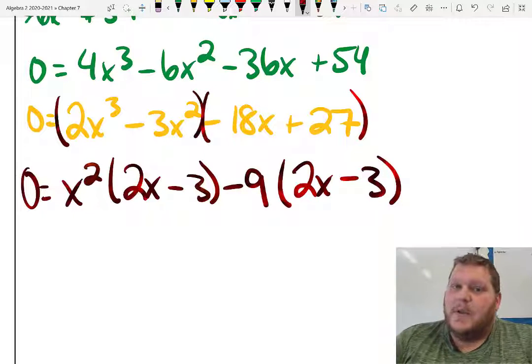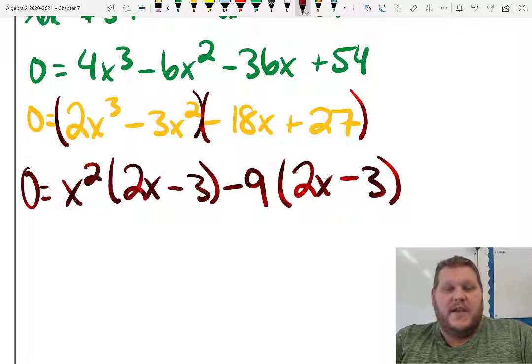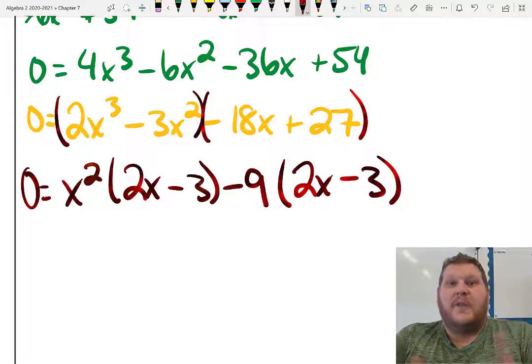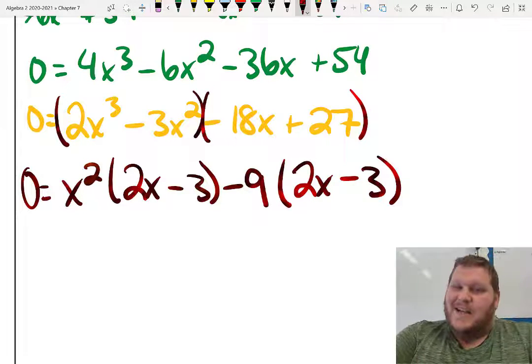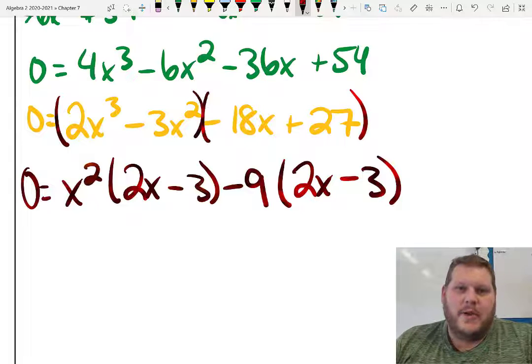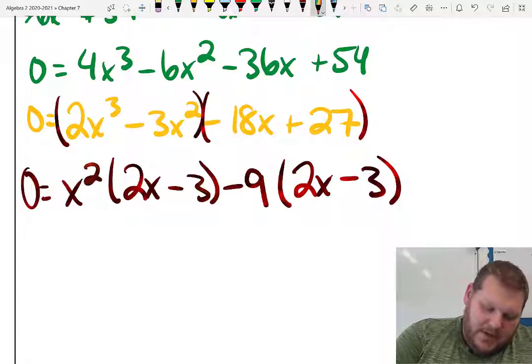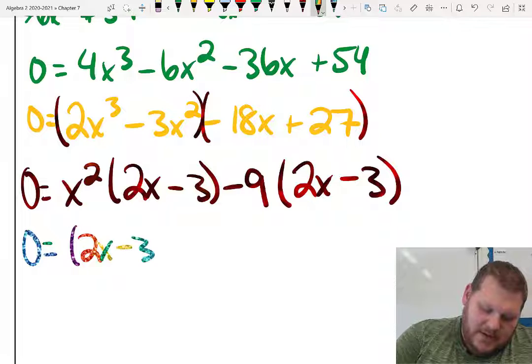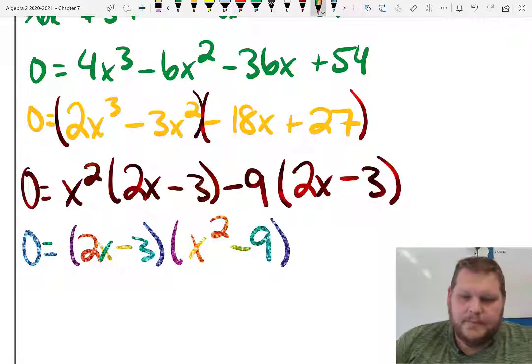Because remember, for factor by grouping, after I factor out the GCF of each of my two pairs, I want what I'm left with to match. I want them to be the same. So because I ended up with 2x minus 3 in my first pairing, I want to also be left with 2x minus 3. Since that is the case, I can factor out the 2x minus 3 that they have in common. That leaves me with x squared minus 9.